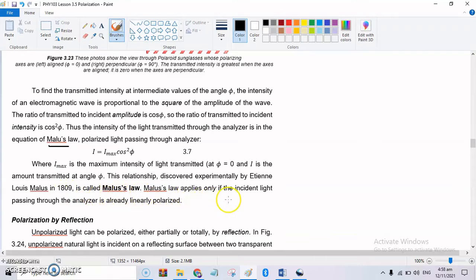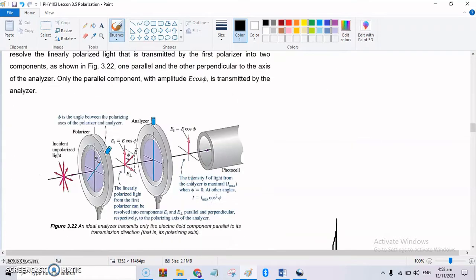Malus' law applies only if the incident light passing through the analyzer is already linearly polarized. So, Malus' law will only apply if you have an analyzer and polarizer. Kasi si analyzer will only analyze the linearly polarized light. So, analyzer will only analyze the linearly polarized light.